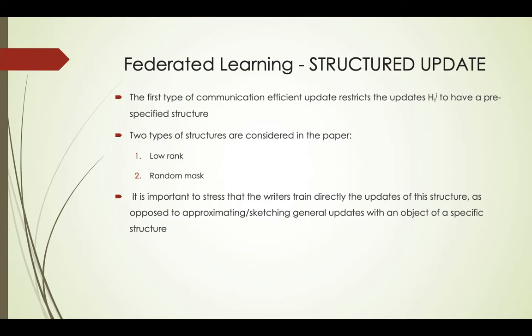The first type of communication efficient update restricts the update H_i^t to have a pre-specified structure. We're talking about the structured update now. Two types of structures are considered in the paper, the low rank and random mask. It is important to stress that the writers train directly the updates of the structure as opposed to approximating or sketching general updates with an object of a specific structure.